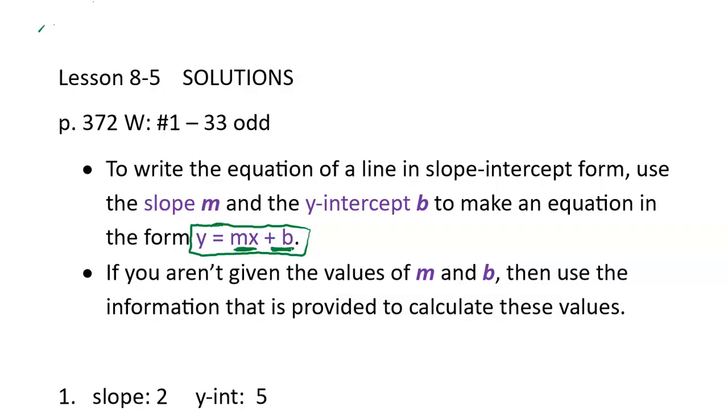Now, if you're given the value of m and b right off the bat, then it's very fast to write the equation. But if you're not given the values of m and b, then use the information that is provided to you to calculate these values.